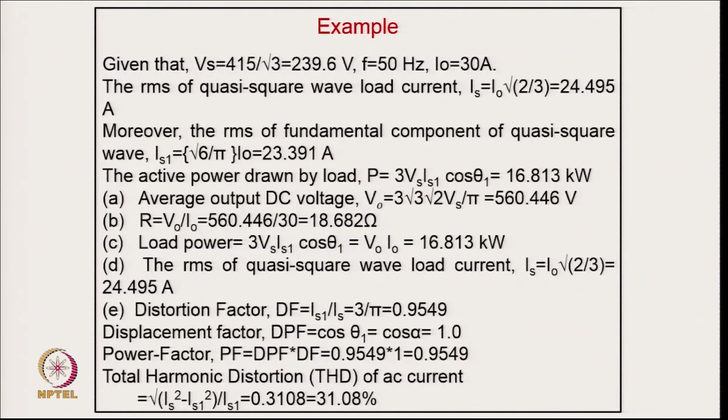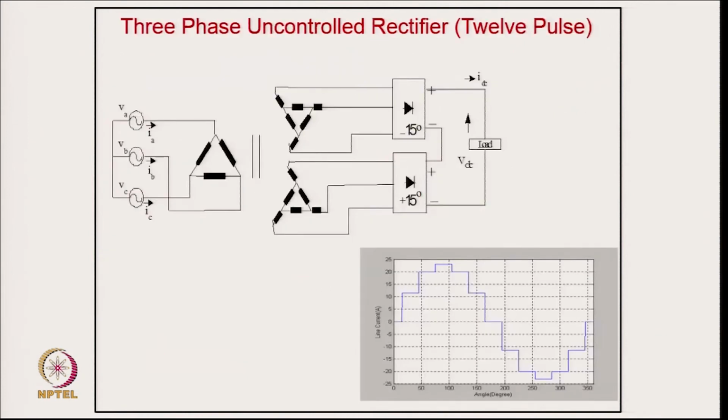We can, of course, calculate all these: the RMS current, and the fundamental current. Then, of course, we calculate active power, output voltage, then the equivalent resistance, then the load power, then the supply RMS current, then the distortion factor because of harmonics, then the displacement factor, and then the power factor. The power factor is poor because of harmonics, and THD of supply current is 31.08%. And this is a 12 pulse converter.